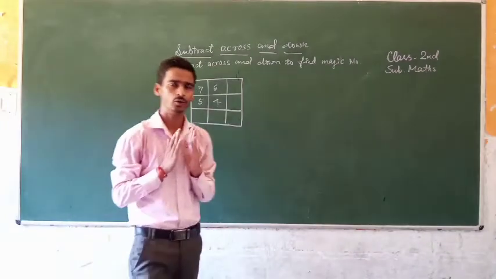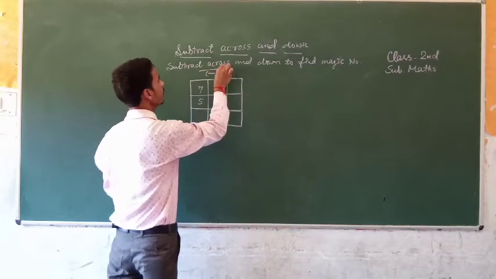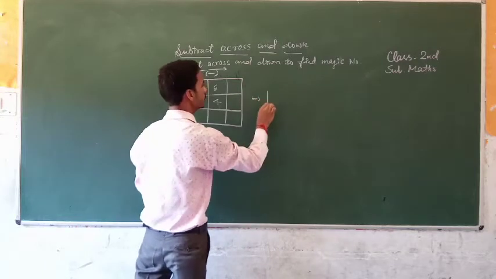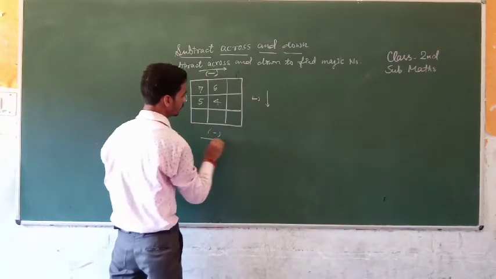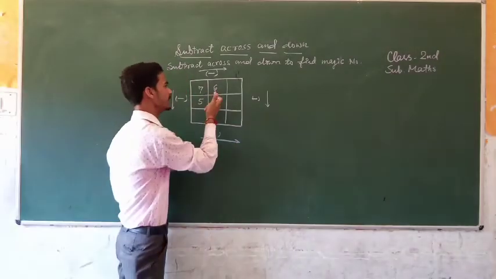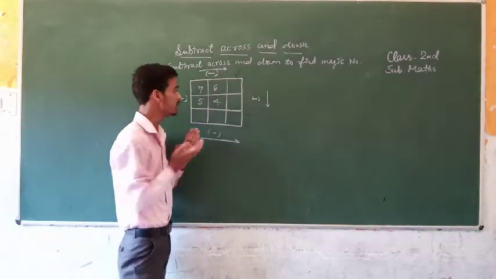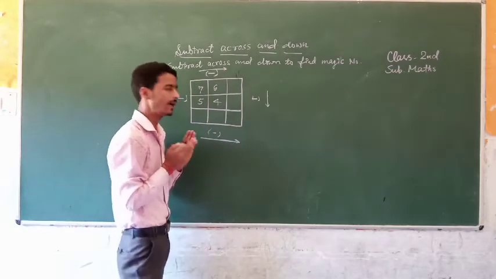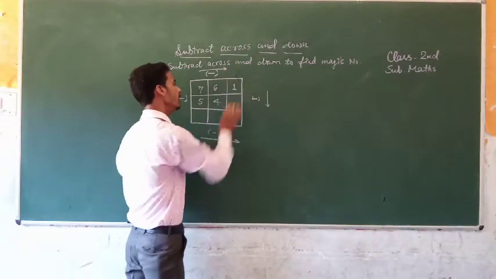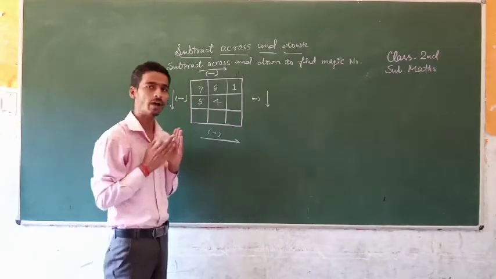Listen carefully, everyone. Don't disturb your class. Here we will subtract across and down, so we will subtract everywhere. Here we can see there is 6 and there is 7. We will subtract 6 from 7 because 6 is smaller than 7. So here will be 1. On every side you have to subtract.